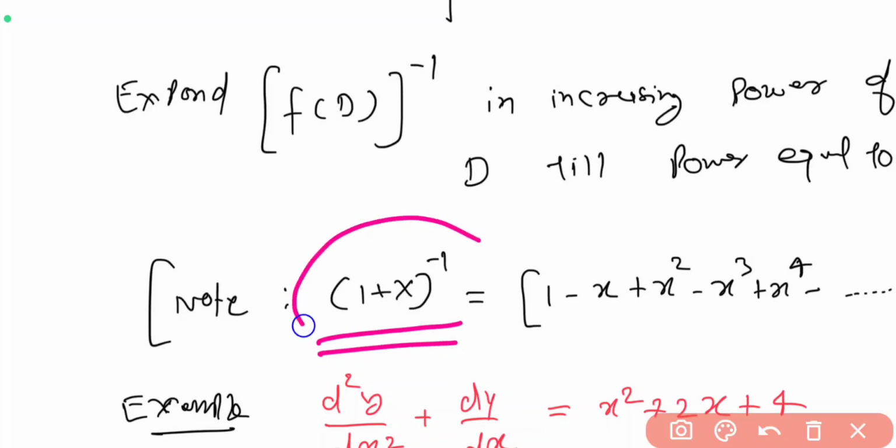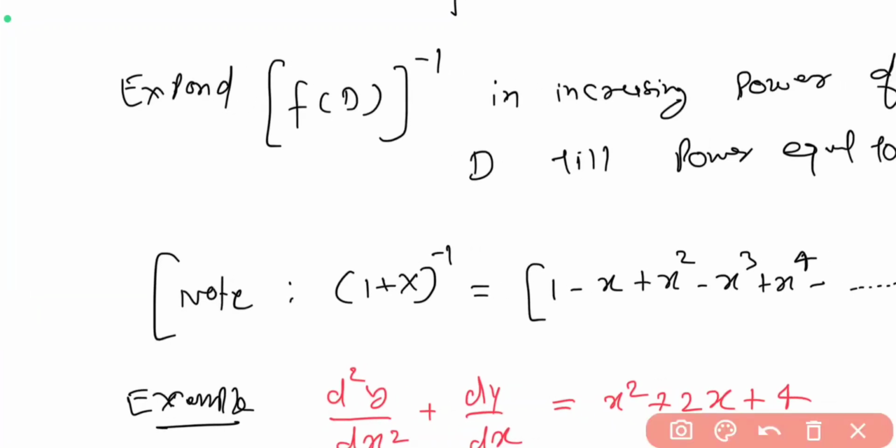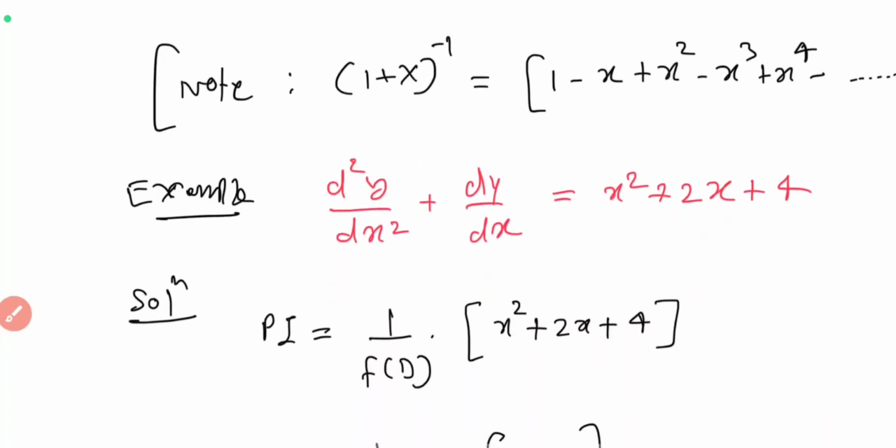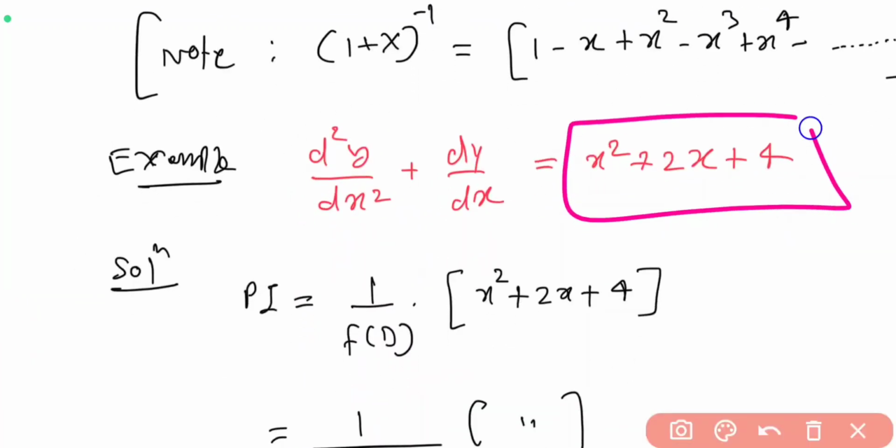(1 plus x) power minus 1, how do you expand? 1 minus x plus x square minus x cube plus x power 4, then minus x power 5. So you can see, right? This is the expansion. So how much will you expand? You will expand only till x, or only till x square, or only till x cube. You decide that by the maximum power on the right side. In this question, the maximum power is 2. So when you expand in terms of D, you expand up to D power 2.